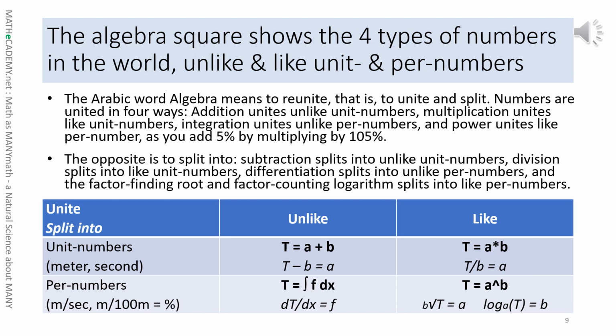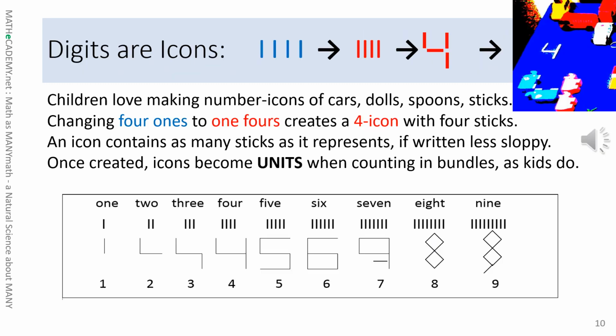The opposite is to split into. Subtraction splits into unlike unit numbers, division splits into like unit numbers, differentiation splits into unlike per numbers, and the factor finding root and factor counting logarithm splits into like per numbers. Digits are icons. Children love making number icons of cars, dolls, spoons, sticks. Changing 4 ones to 1 fours creates a 4 icon with 4 sticks. An icon contains as many sticks as it represents, if written less sloppy.